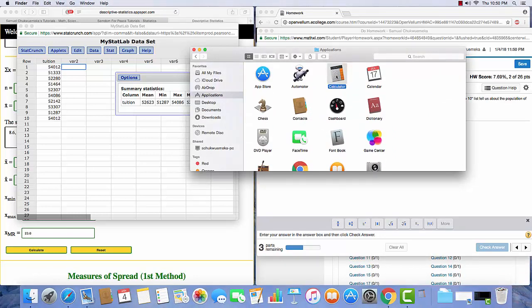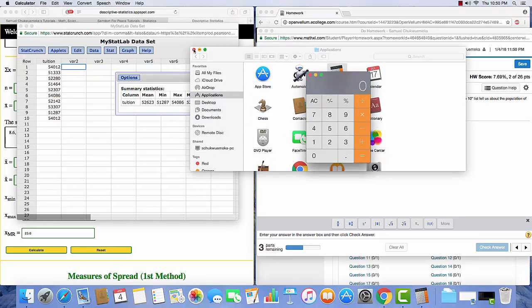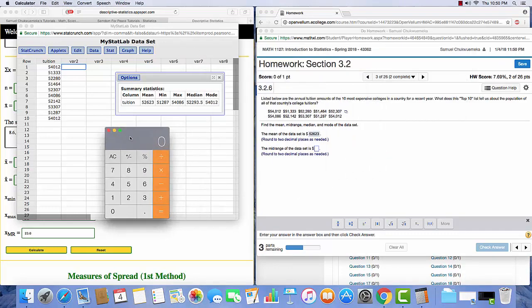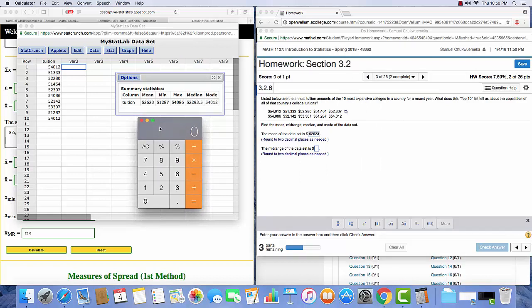Mac has a very simple calculator. I wish they had a better scientific one, but this one can do for us. So I will just add this.